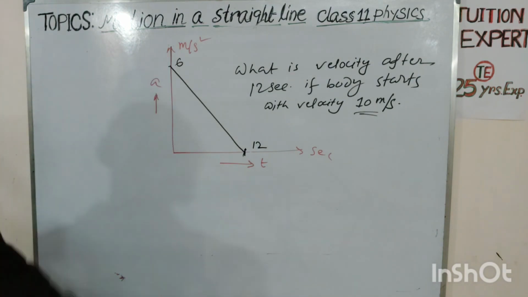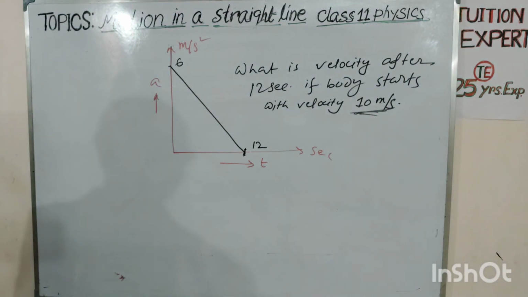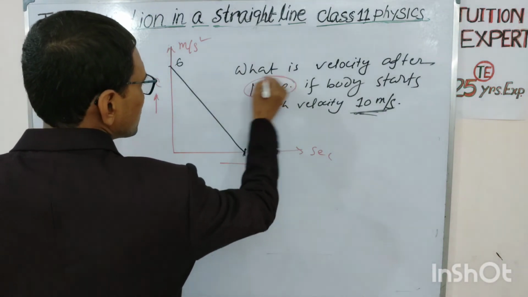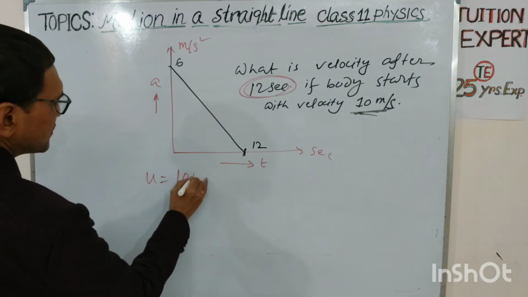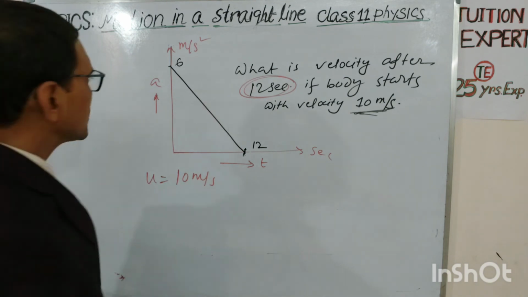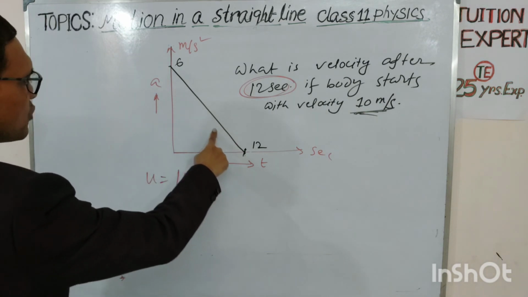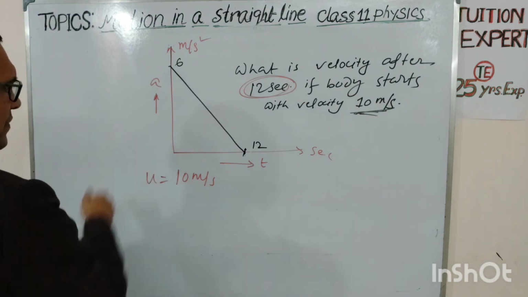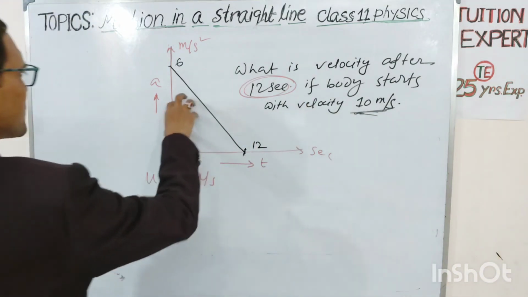So from this graph you have to find the velocity after 12 seconds. Initial velocity here is 10 meter per second. Now what is the theory? Here the value of acceleration is decreasing, but the direction is the same. Now we have to find the velocity from this graph.